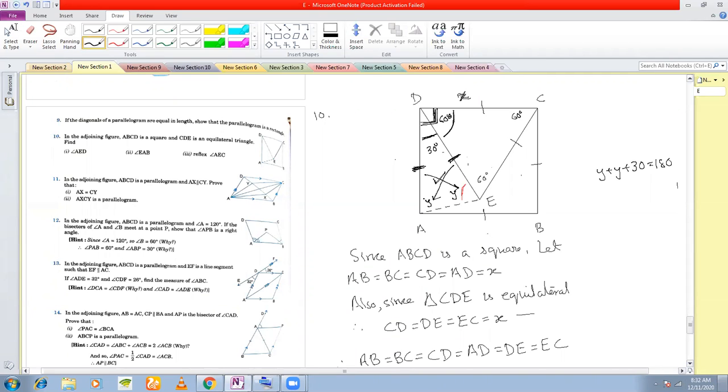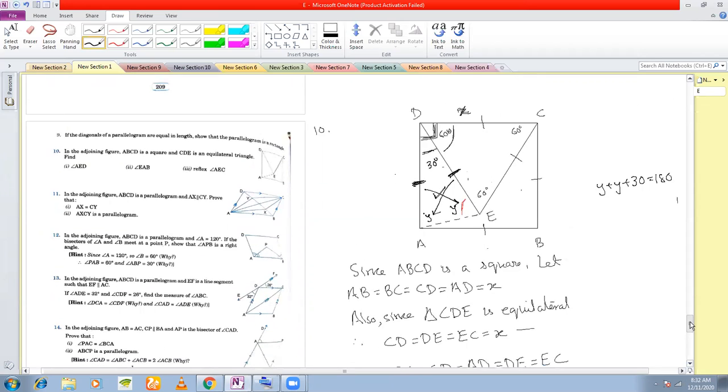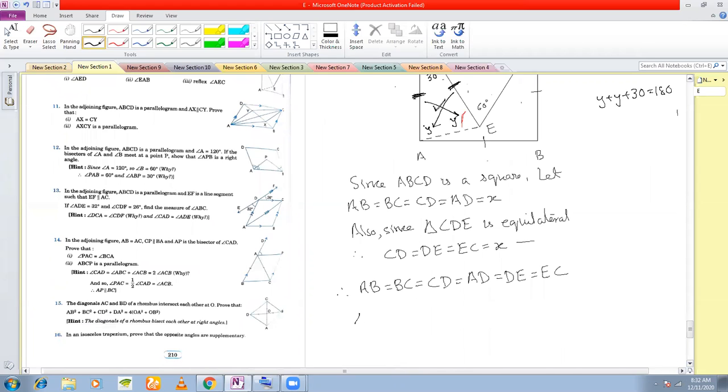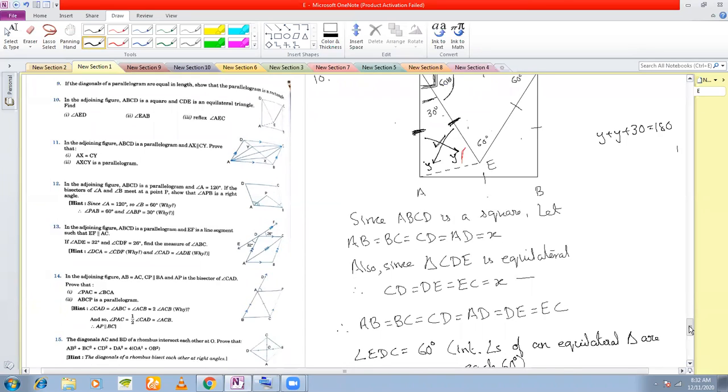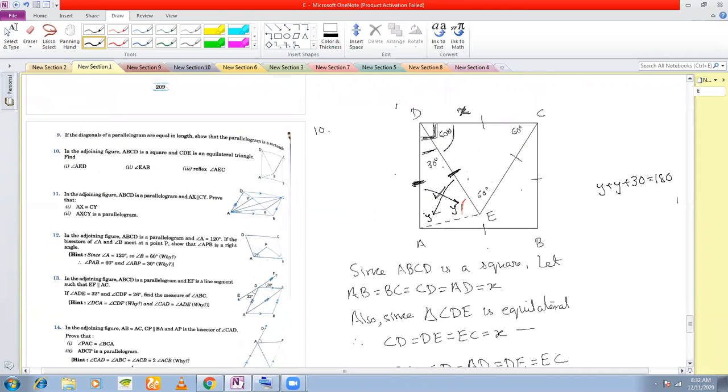First, I say angle EDC is equal to 60 degrees, because interior angles of an equilateral triangle are each 60 degrees. Okay, this we know about equilateral triangles.